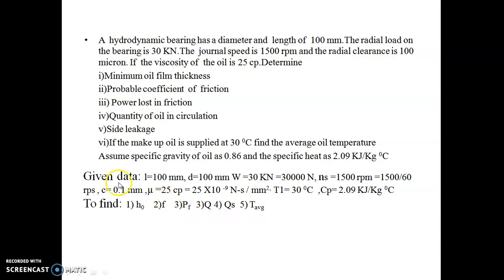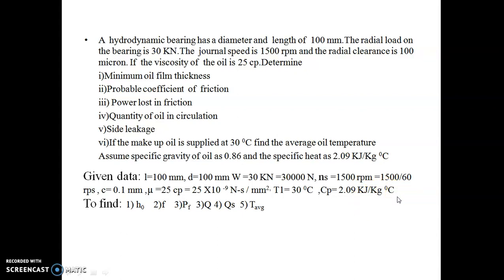Again we will write down the given data first. L and D equal to 100 mm, W 30 kN, that is 30,000 Newton, speed 1500 rpm, so 1500 upon 60 rps, C 100 micron, so 0.1 mm, mu 25 centipoise, so 25 into 10 raised to minus 9 Newton seconds per mm square. Oil is supplied at 30 degrees centigrade, so T1 is 30 degrees centigrade, and specific heat Cp is equal to 2.09 kilojoule per kg degree centigrade.